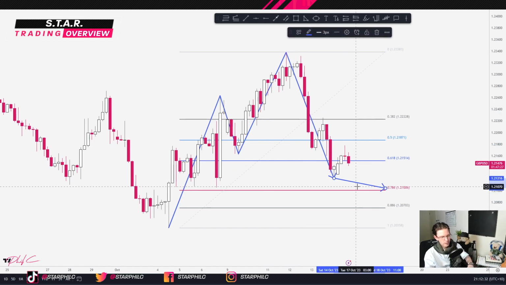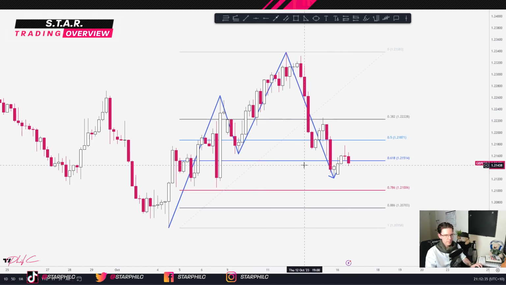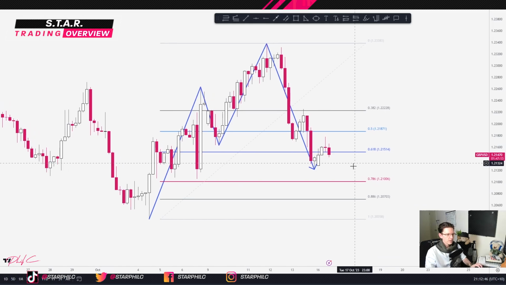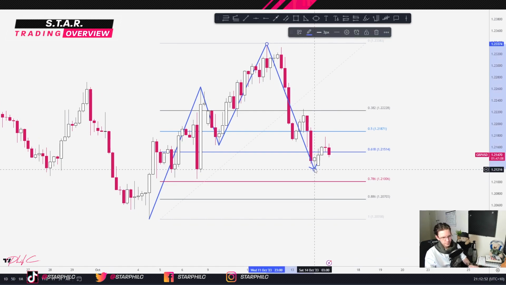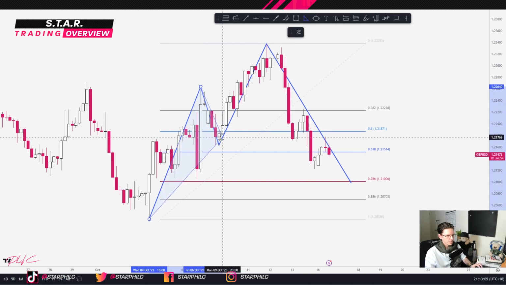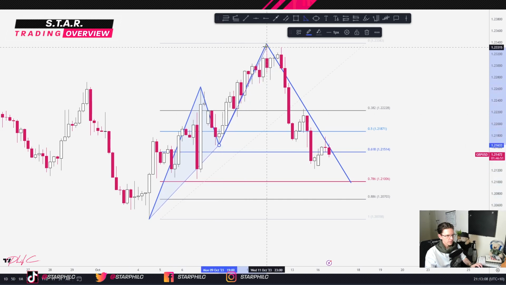Okay, so we're not quite there yet. We have a potential cipher pattern here on the pound dollar 4-hour time frame. So what we need is price action to drop just a little bit more into the 786. If we do, then we have a valid buy at the 786 in the form of a cipher pattern. So we have another move all the way down right here, and that would complete the pattern. If I grab the triangle tool, let's draw it in, X to A to B, B to C, and C to D right down here.